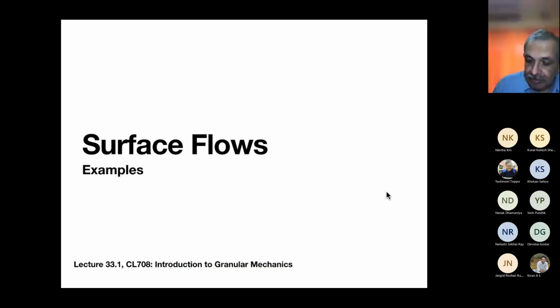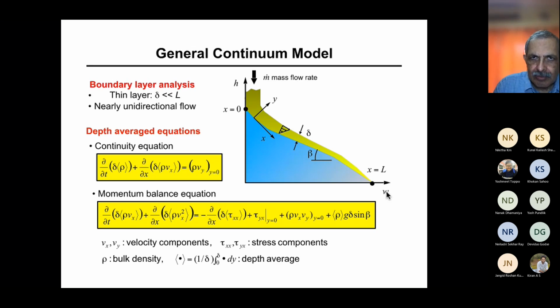A couple of examples of surface flows, and I'll just go over it again. So we developed this kind of model where you have this layer which is flowing on a heap of the same material, and in the layer you essentially have a shear flow, and this layer is quite thin compared to the length of the layer.